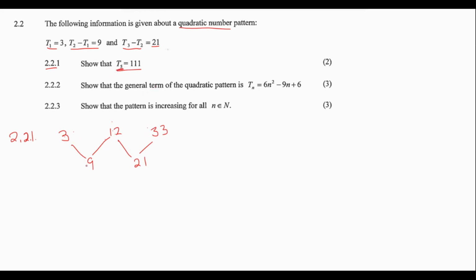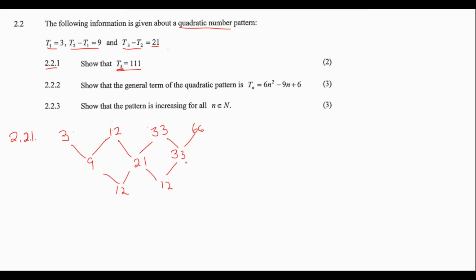Remember the second difference is constant. 21 minus 9, we get 12. So it means here we have 12 also. So 21 plus 12 will give us 33. And then 33 plus 33 will give us 66. So term 4 is 66.